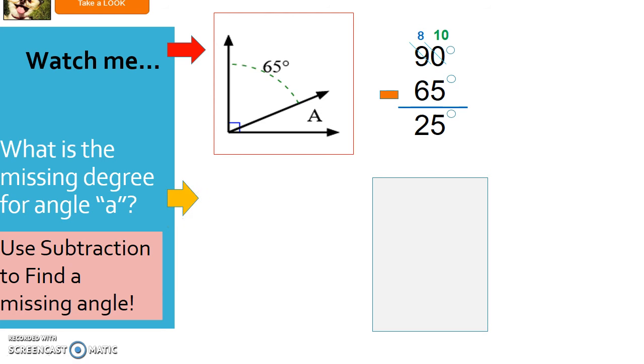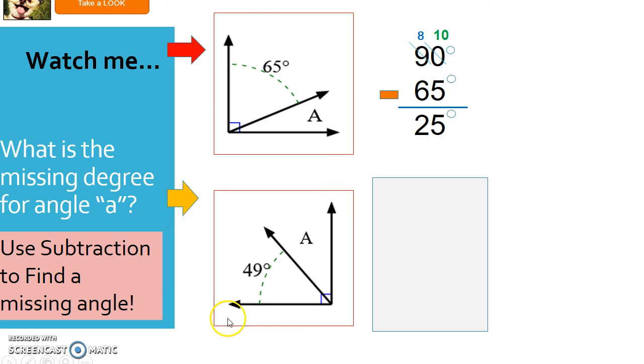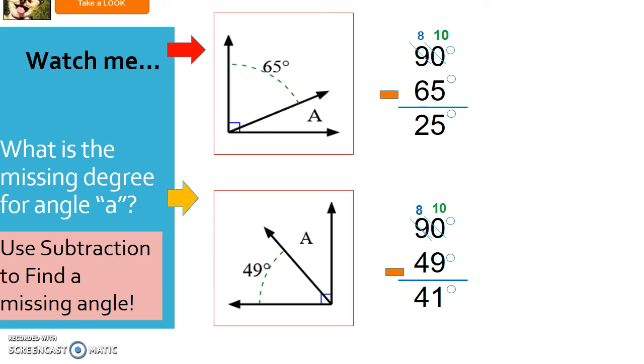Take a look down here at the yellow arrow. Take a look at this angle. We have 49 degrees already noted right here. We need to find the missing angle, letter A. Again, it's a 90-degree angle. We can subtract 49 degrees from 90. All right, 90 minus 49 makes 41 degrees.